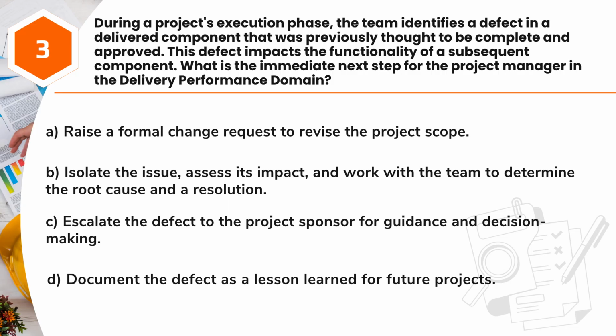A. Raise a formal change request to revise the project's scope. B. Isolate the issue, assess its impact, and work with the team to determine the root cause and a resolution. C. Escalate the defect to the project sponsor for guidance and decision-making. D. Document the defect as a lesson learned for future projects.